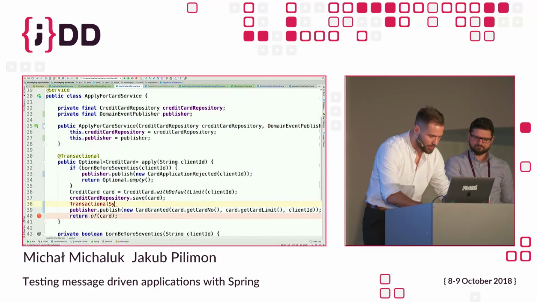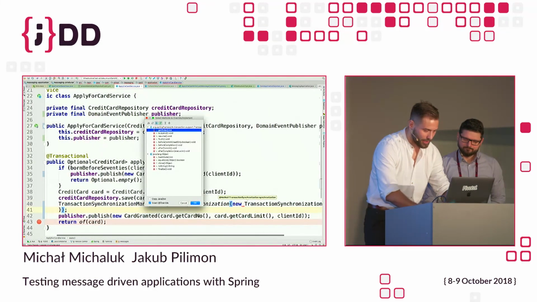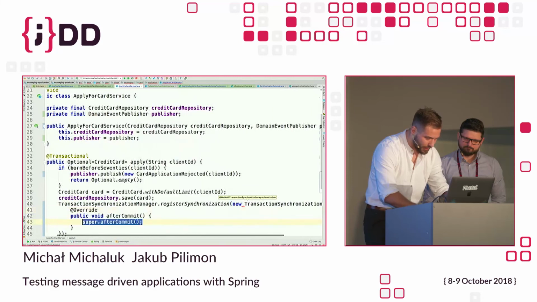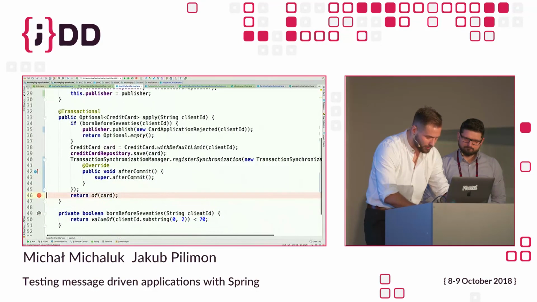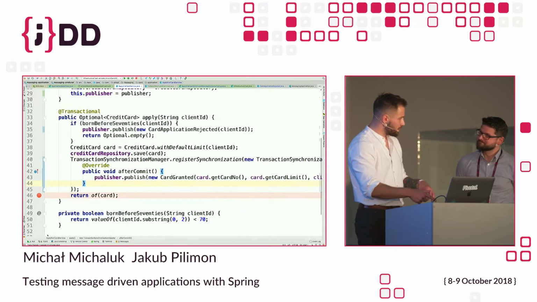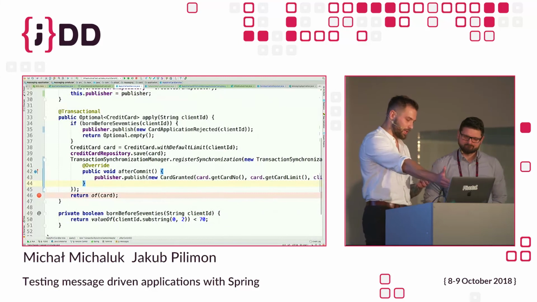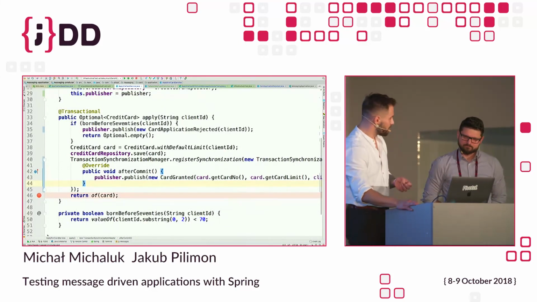Transaction synchronization manager, register synchronization by new transaction adapter. After commit, I will run this line of code. Make sense? This will be invoked only if this commit was successful. But then it's like fire and forget, because what happens if your Rabbit doesn't respond? Make sense? Yeah, makes sense.